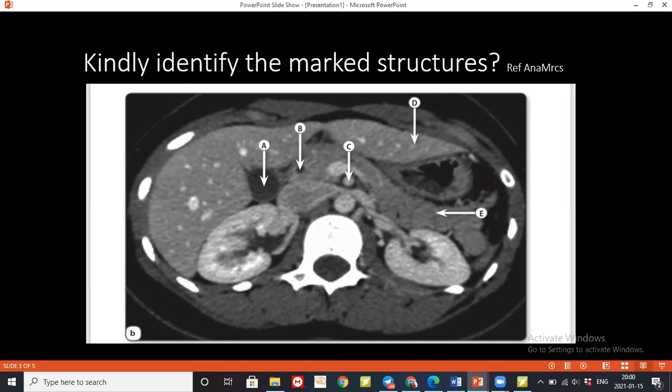Can you tell me why it is important to keep in mind which structure during splenectomy? The tail of the pancreas, to avoid damage to it. What might happen if there is damage? There will be a pancreatic leak from the pancreas. Okay.